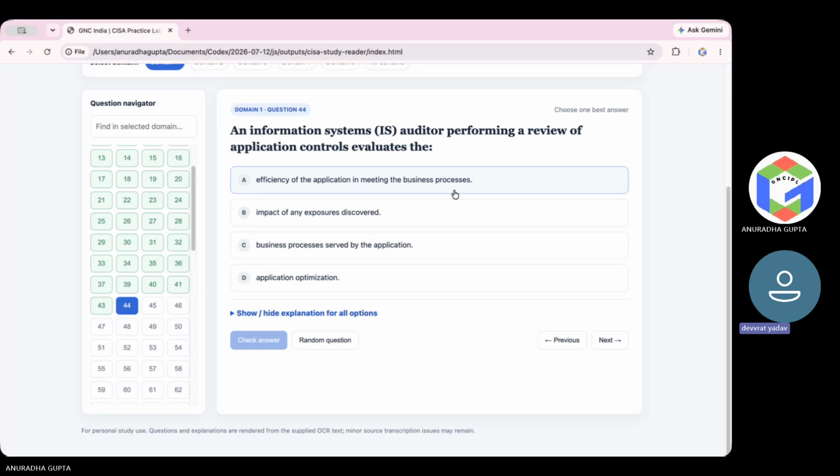Let's say we fixed all the vulnerabilities. But the application is not meeting the business process, then what is the point of using that application? But you told that you have fixed all the vulnerabilities. So that is the first step you have taken, right? Yes. So here the auditor is performing a review of application controls. Initially he has to evaluate and identify the vulnerabilities. So it is the first step.